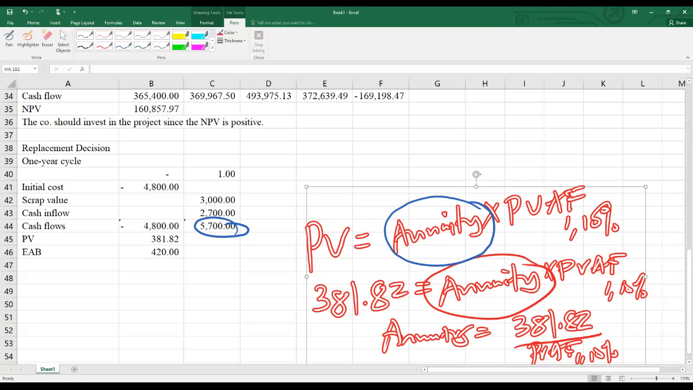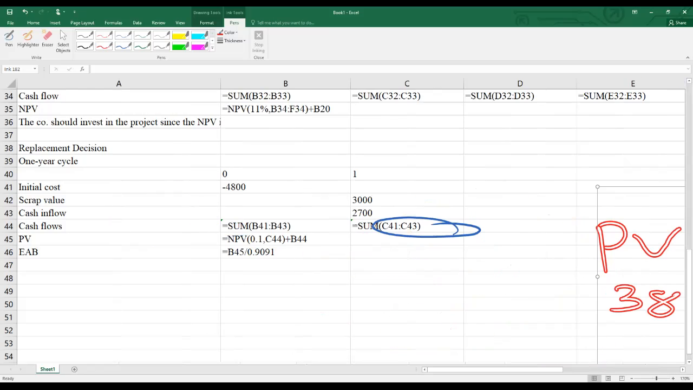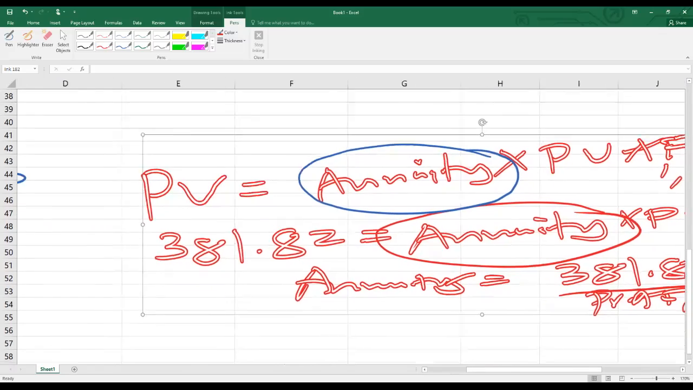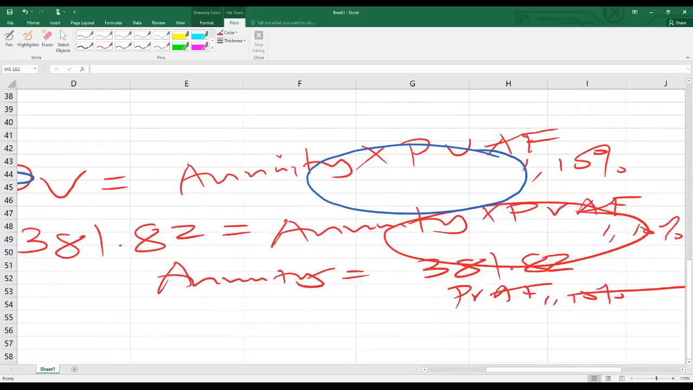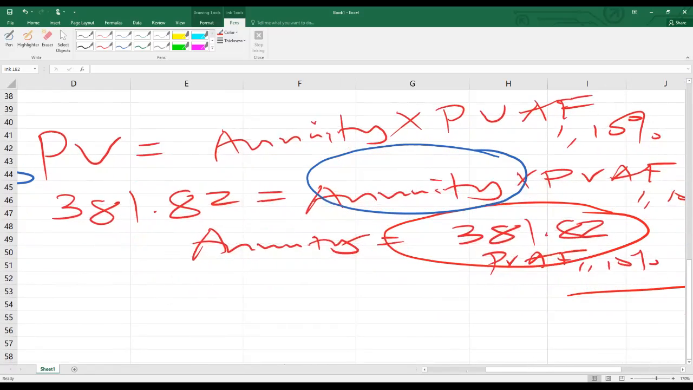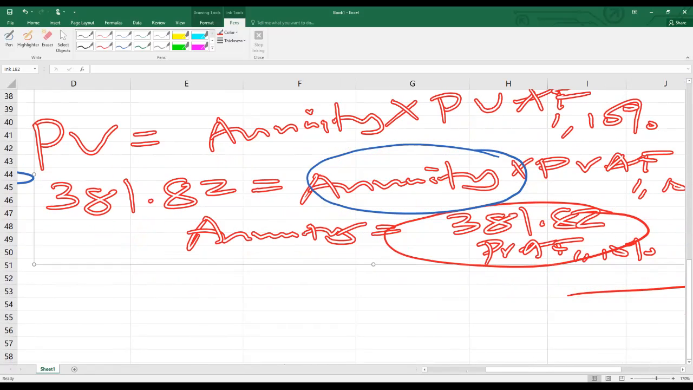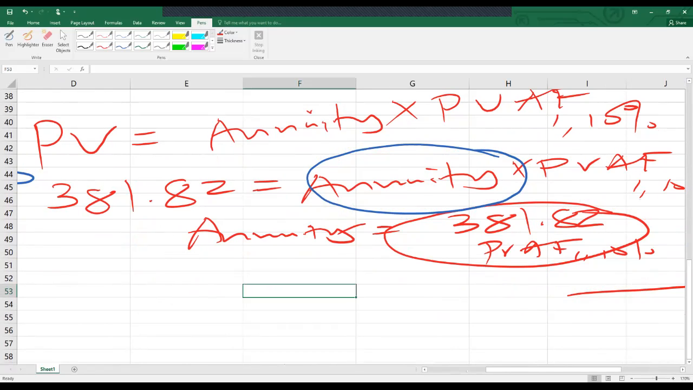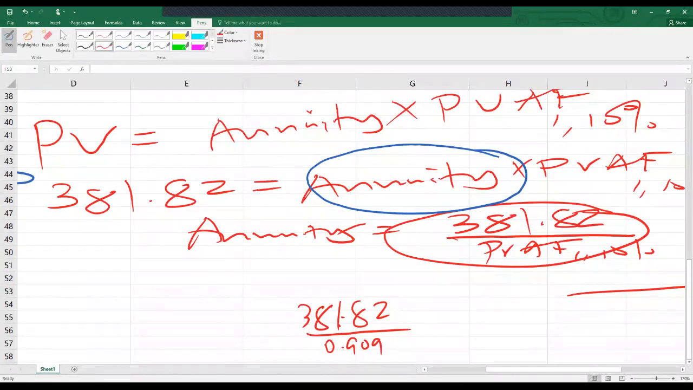Just highlight the formula for PV again. Oh, this formula, okay. It's simply, this is the formula actually. You see, this is the formula. 381,000, here it is. You divide by the factor, the present value factor. This is simply from the table: 381.82, divide by 0.909. Clear?